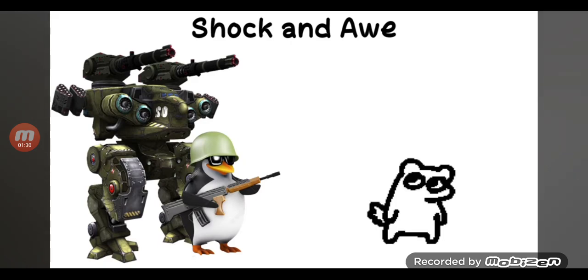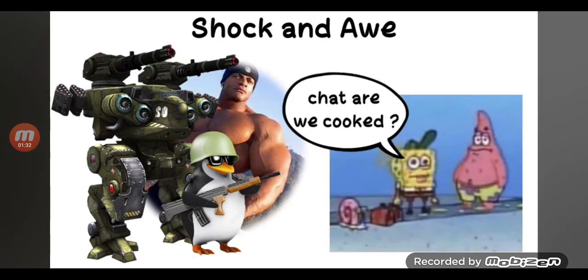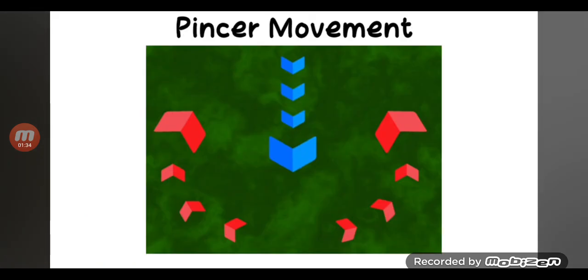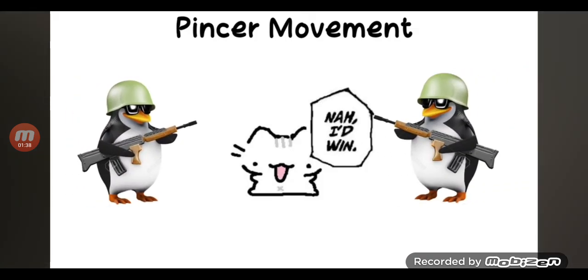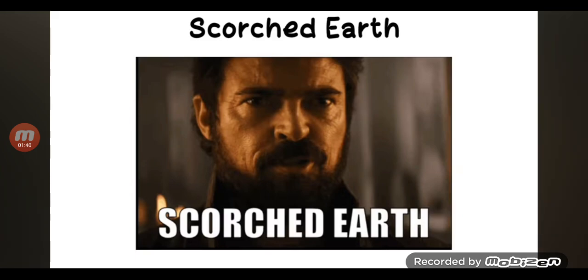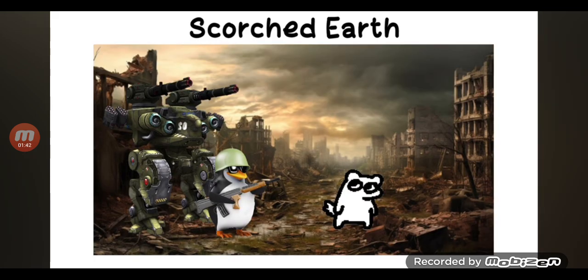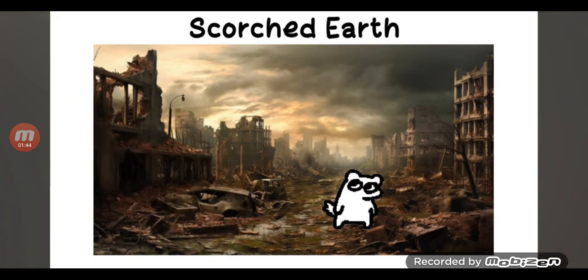Number 2, Shock and Awe, a tactic based on overwhelming force and displays of power to cause rapid disintegration of the enemy's will to fight. Pincer movement, a maneuver where two forces attack the enemy from two sides, converging in the middle. Scorched earth, deliberately destroying anything that might be useful to the enemy as one retreats or advances.